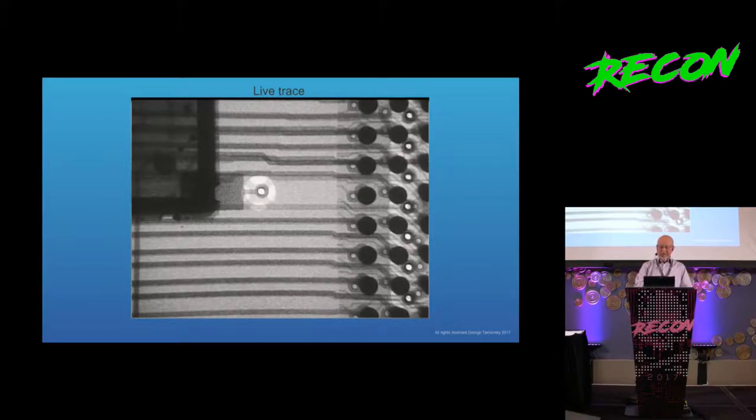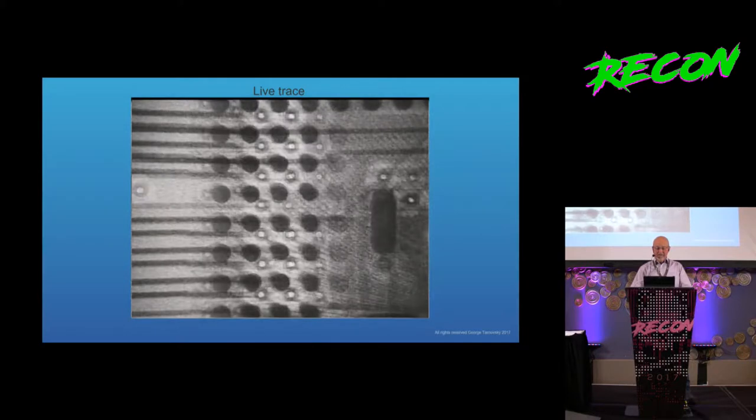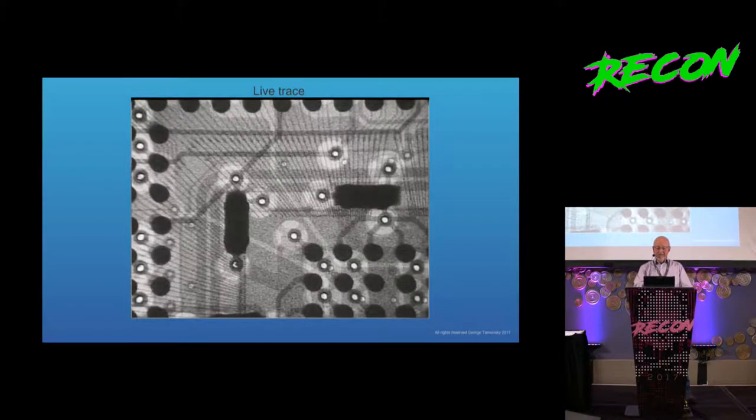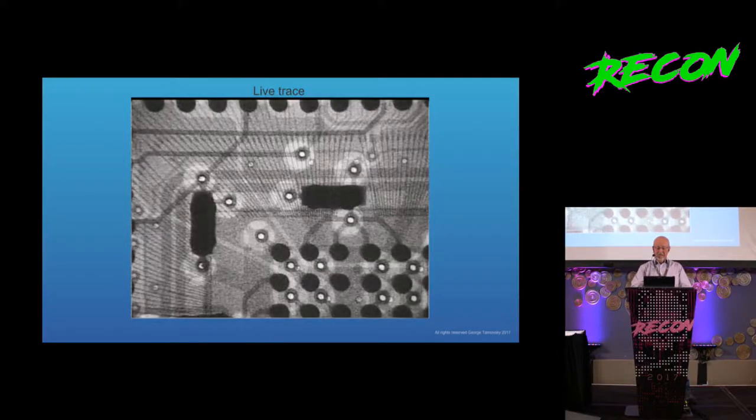Went over, down, across, and down, and then over, continued over. So it goes through the BGA. And here you can see the bond wires. You can see the edge of the die. But we don't care about that because we're going after this one lead. And okay, so there's the via, and it goes up to there. And that's it. So that was a live trace.